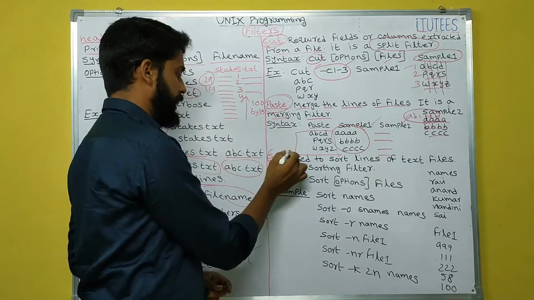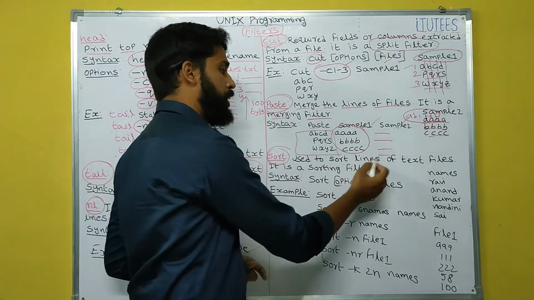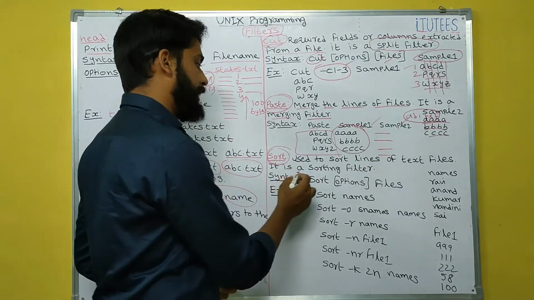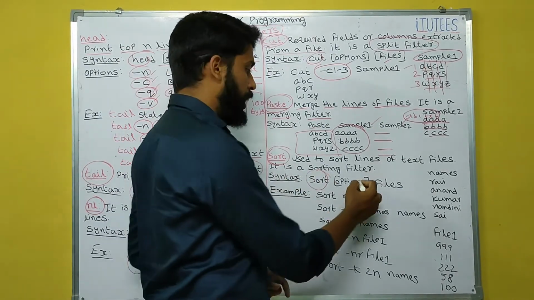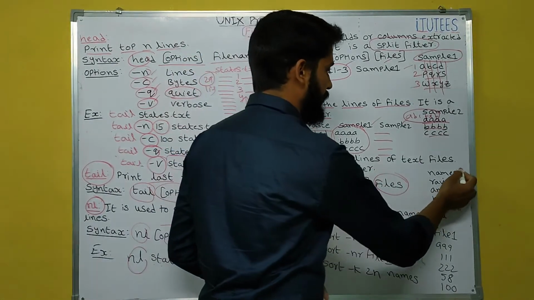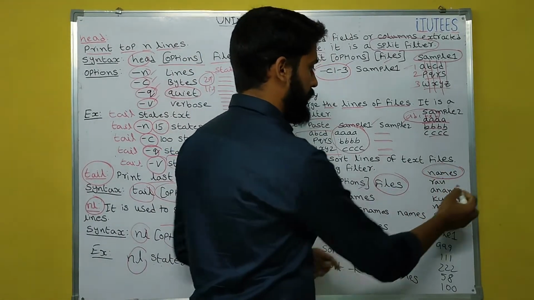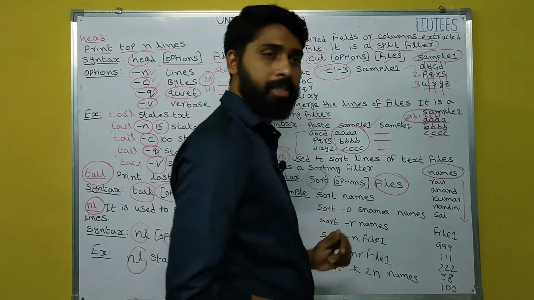Okay. The next one, the sort command. The sort command is used to sort lines of text files. It is a sorting filter. The syntax is sort, options, and then you give the files. This is the names file. For example, assume these are the names in this file: Ravi, Anand, Kumar, Nandini, Sai.